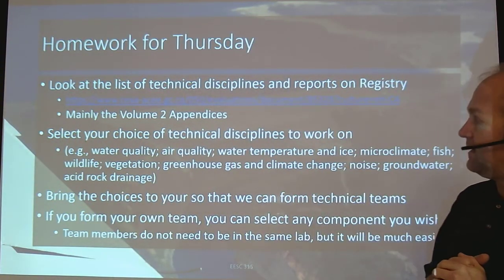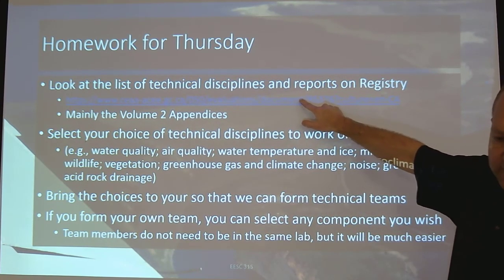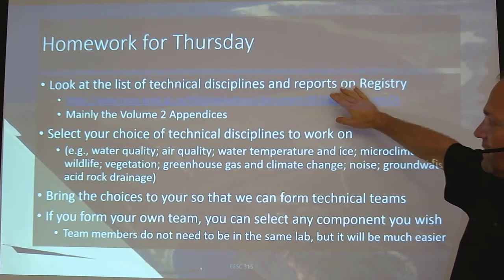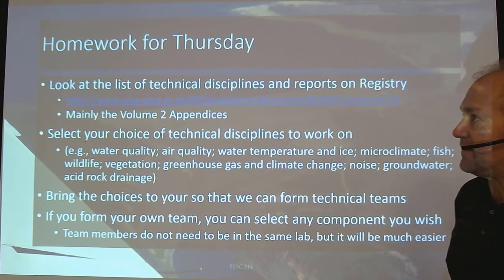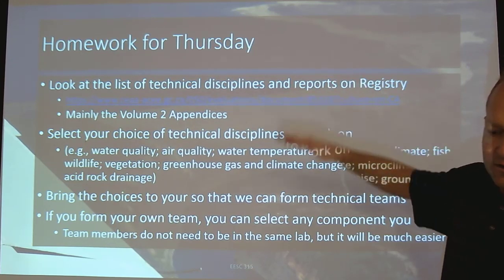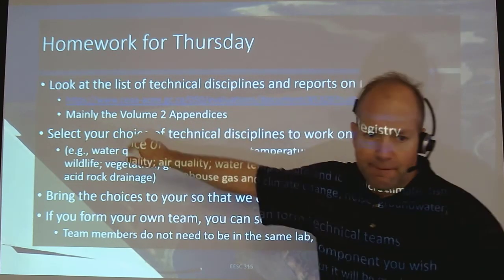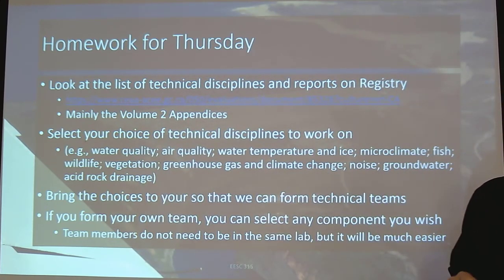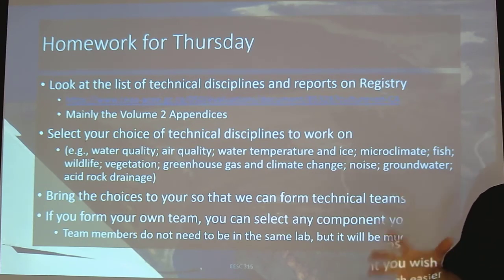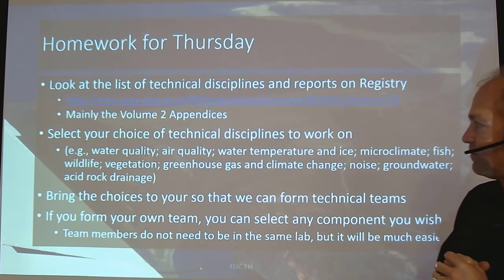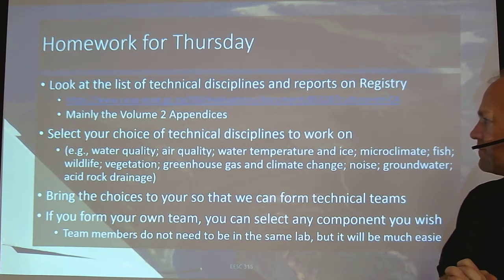So look at the list of technical reports on the registry. This is also linked on Canvas. The entire environmental impact statement is listed on the registry, so you can look at all of the technical appendices. Look at volume 2. You're going to pick one of those technical appendices, and that will be the focus of your assessment report. It's a quarter of your mark. It's a big chunk of work, so take your time and pick something that you're really interested in.